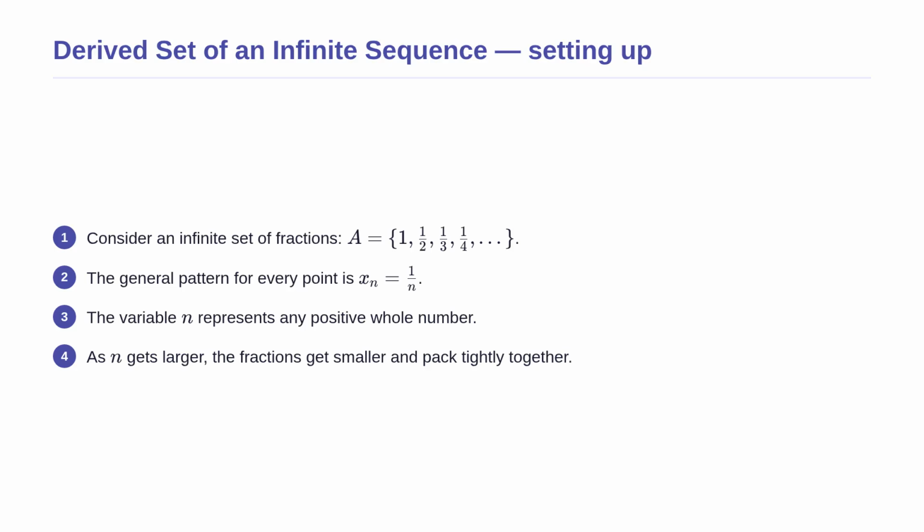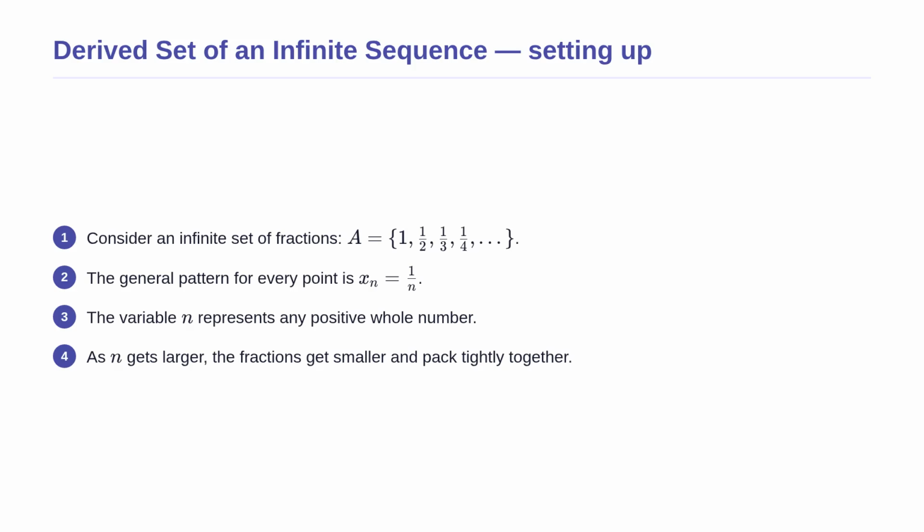Now let us look at a slightly more complex example where points actually do crowd together. We will examine a set of fractions on the real number line. The set A is defined as 1, 1/2, 1/3, 1/4 and continues infinitely. Our task is to find the derived set for this infinite collection of fractions. To solve this, we need to visualize where these fractions are physically located.